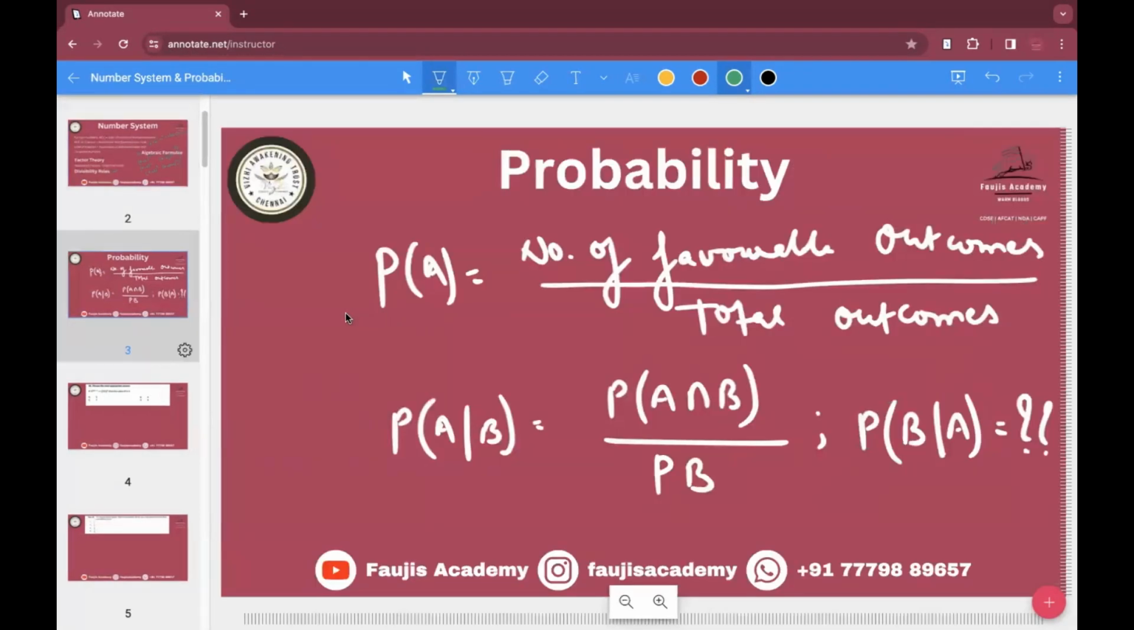Thank you so much. Probability. What is probability? Number of favorable outcomes divided by total outcomes. When you throw a dice, what is the probability of getting 2?